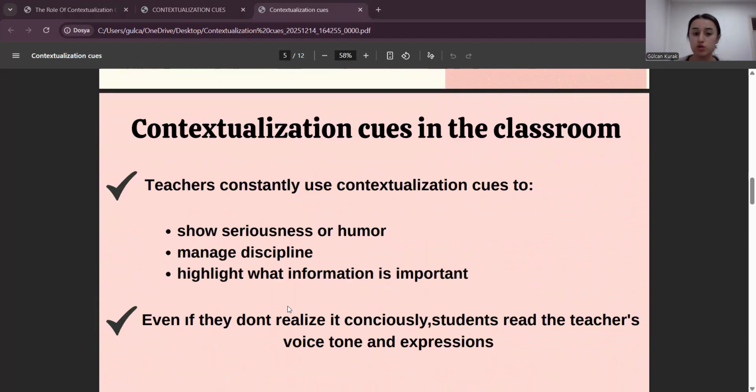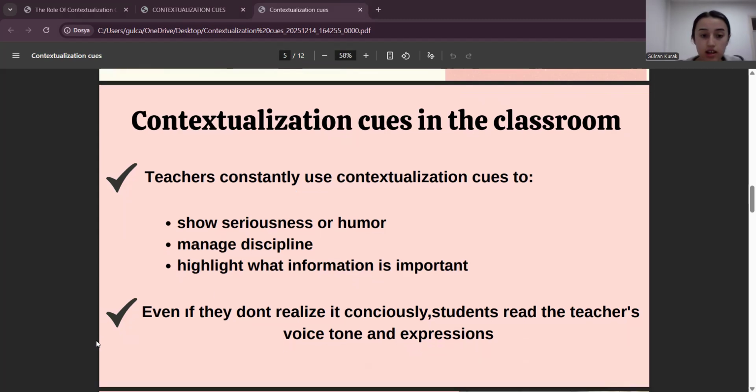Contextualization cues in the classroom. Actually, teachers use these cues generally to show seriousness or humor, manage discipline in the classroom, or highlight what information is important. With their voice tone or intonation, teachers can guide the students. Generally, students don't realize it consciously, but they also read the teacher's voice tone and expressions.